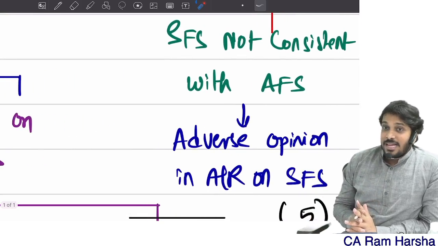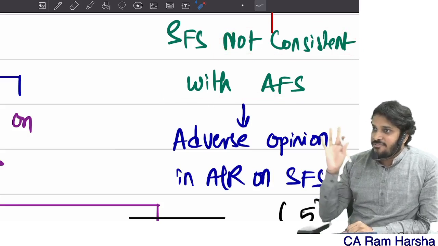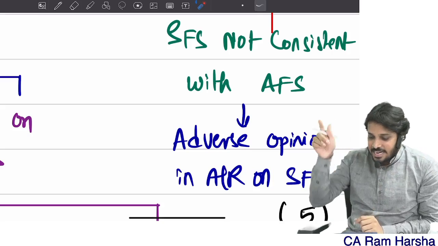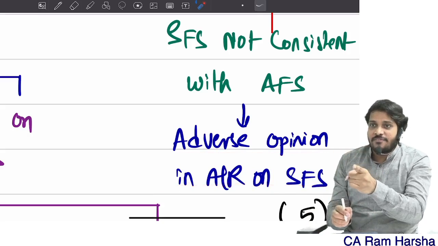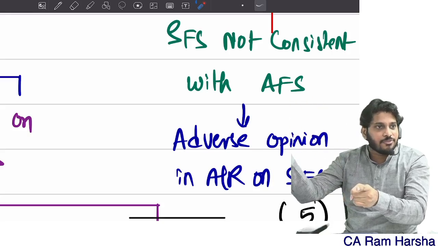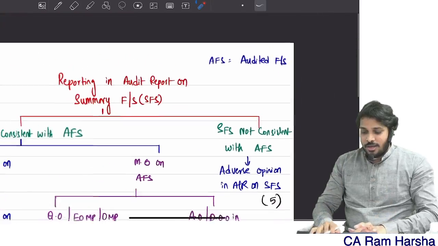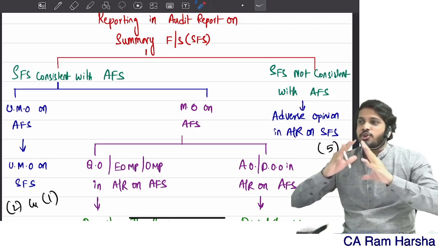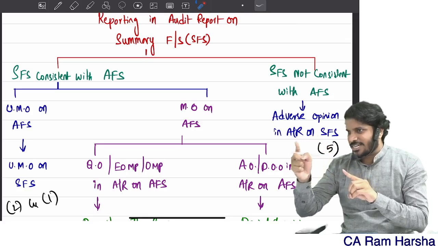Suppose summary financials are not consistent, means audited financials are containing some picture, summary is giving an altogether different picture. Then I will give adverse opinion on summary financials. I will say that summary financials are not a fair summary of audited financials. Understood? So, first thing, after you verified the summary financials, what you concluded first? Did you conclude are they consistent or not consistent?